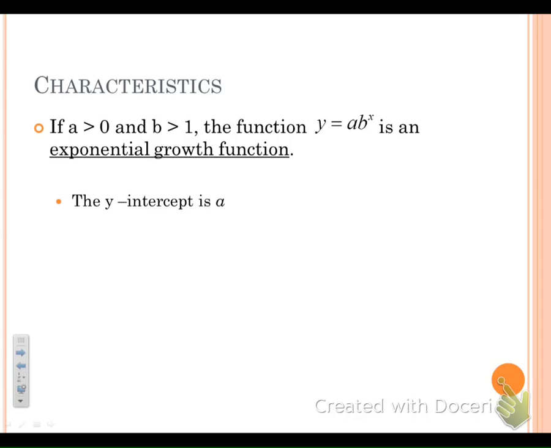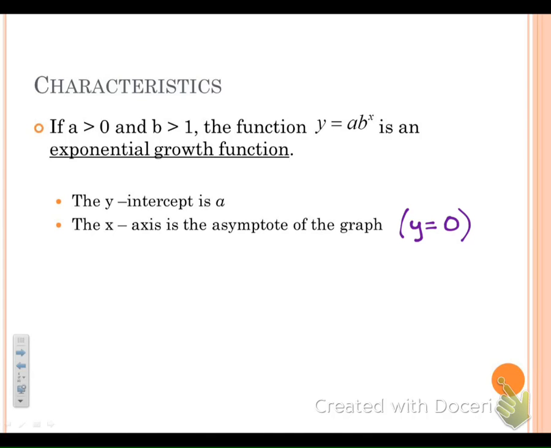So in general, if we have this piece, the y-intercept is a, the leading coefficient. The x-axis is actually the asymptote of the graph. Sometimes we want a specific line equation, and in the previous example we had y equals 0. Domain is all real numbers. You can plug anything into that.